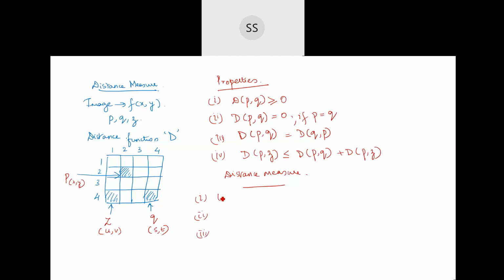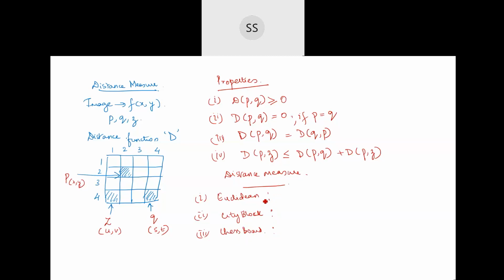One is called the Euclidean distance measure. Second is called the city block. And the third is called the chessboard. You have the Euclidean, you have the city block, and you have the chessboard.